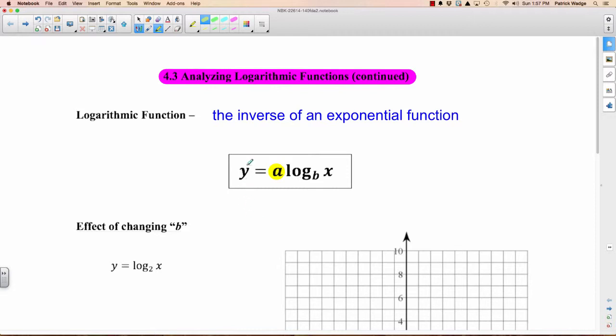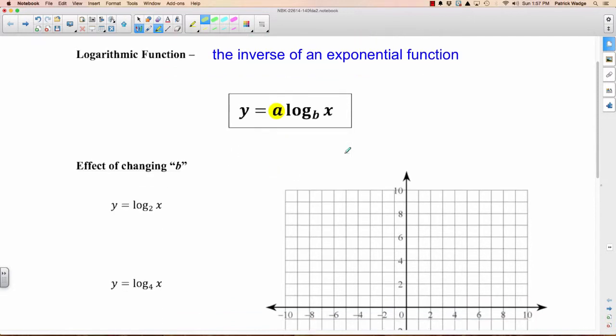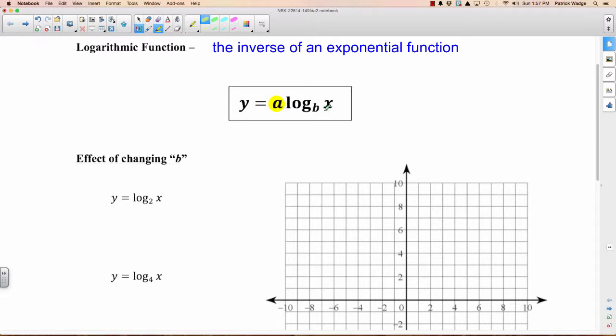So last time we just introduced y equals the base b logarithm of x. We didn't have the a value up front. There was actually an a value, right? What was the a value if we didn't write anything? It was just 1. So we're going to look at two things here today. We're going to look at what's the impact on the graph of a logarithmic function if you change the b to a different number and if you change the a to a different number.